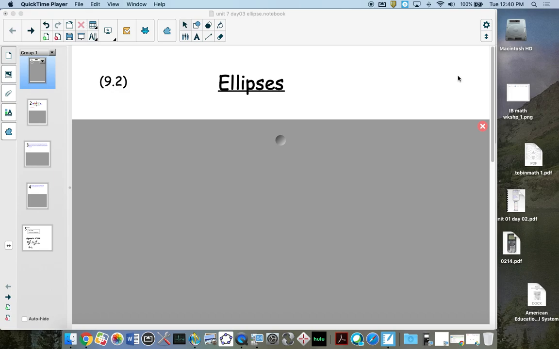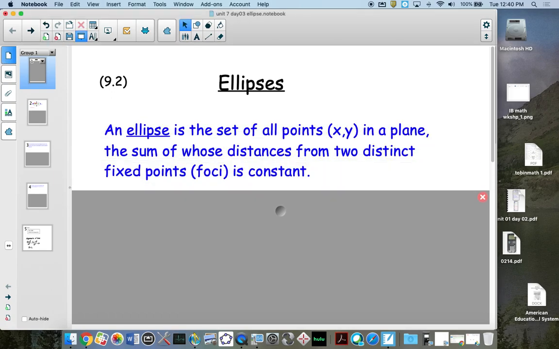Okay, today we're going to talk about another type of conic called an ellipse. We've already looked at circles and parabolas. So we're going to define an ellipse as a set of points, just like we did for a parabola. This time though, it's a set of points in a plane, the sum of whose distances from two distinct fixed points, called foci, is constant.